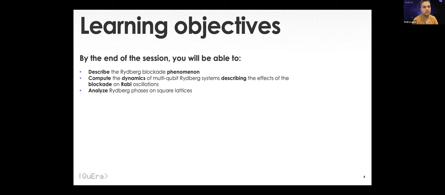So three topics. We will learn how to describe the Rydberg blockade phenomenon. We'll be able to compute the dynamics of some multi-qubit Rydberg systems, describing the effects of this blockade that I just mentioned, and of the blockade on Rabi oscillations. And we'll be able to analyze the phases of Rydberg systems on square lattice. It's very modest, but these are very important concepts that will set the stage for any other future application that you want to do.